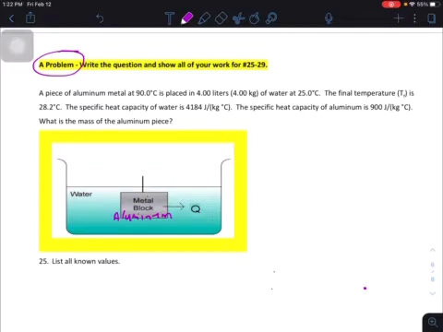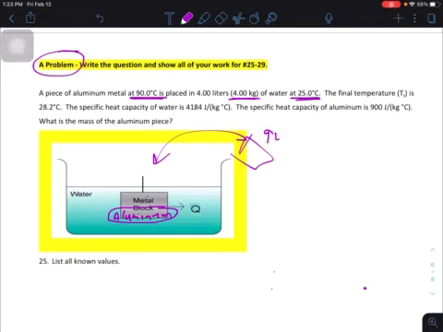It says a piece of aluminum metal, and I just wrote the word aluminum down here. This looks like a beaker or container full of water, and then a piece of metal is placed in it. This piece of metal has a temperature of 90 degrees Celsius while it's sitting outside, and then it gets placed into the water. The water is 4 liters. We're interested in the mass of this water, which is 1 kilogram per liter. And the water started out at 25 degrees Celsius.